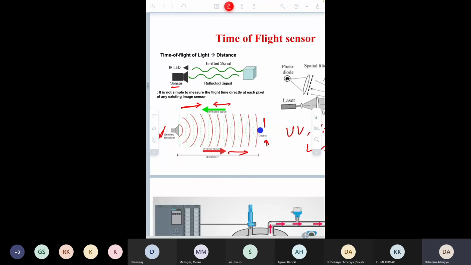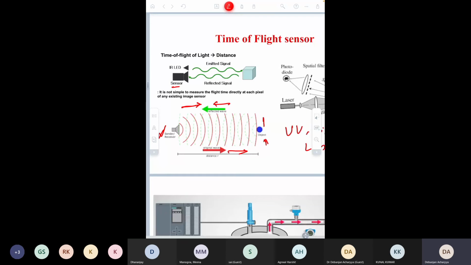This is the mostly used sensor in the automation industry. In the industry nowadays, you will find different IR sensors, different level sensors, and different kinds of flow sensors. Those all basically depend upon the time of flight principle, which is nothing but what I have discussed.